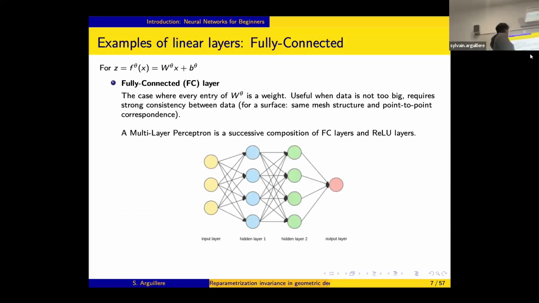Some examples of linear layers include the first ones that appeared, which are called fully connected layers. So basically all the entries of the W matrices are parameters, right? You have a lot of weights, a lot of parameters. Every entry of each matrix is a parameter, and we call them weights. And then you apply some sort of activation layer, and then you do it again, okay?